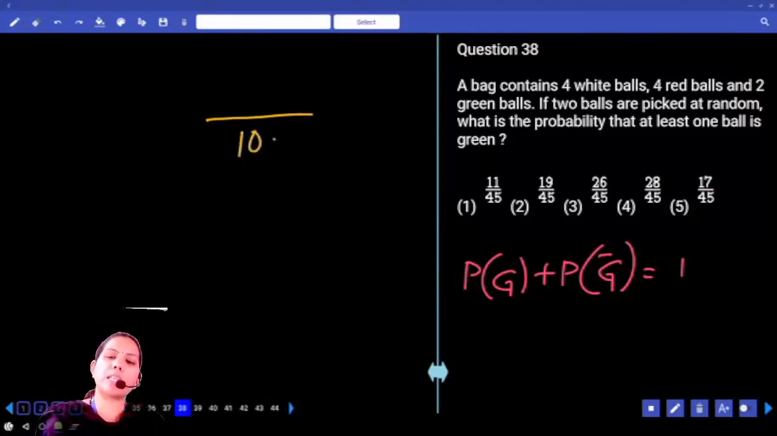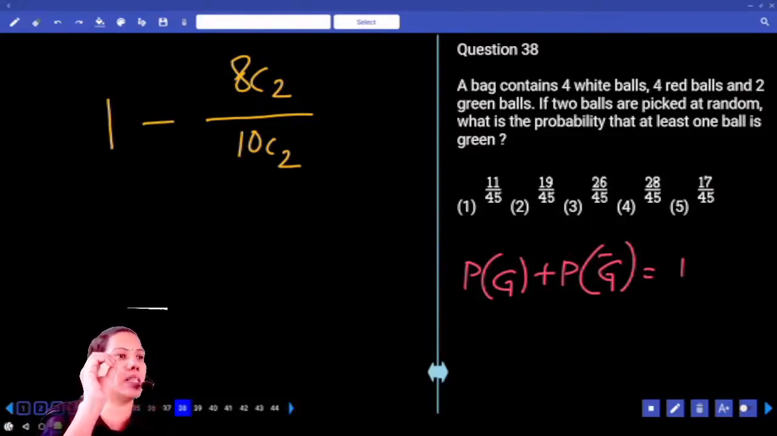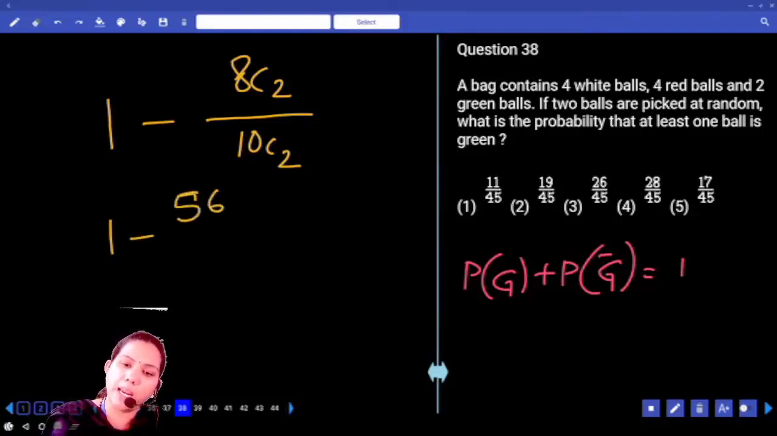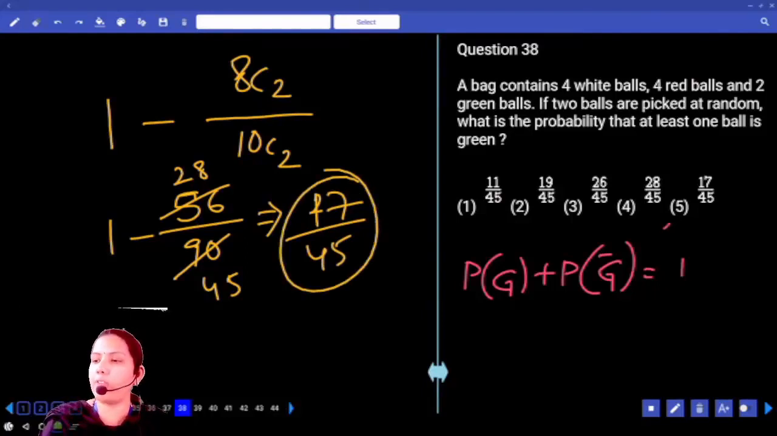Out of 10 we select 2, that is 10C2. The denominator value is the total number of events. The question is the probability of at least 1 green. Your assumption is none is green. How many green balls are there? 2 green. Total 10, out of 10, 2 green. Then what are the remaining balls? Out of the remaining 8 we select 2. 8C2 by 10C2. 1 is the total probability. 1 minus none green. None is green means anyone is green, at least 1 is green. So 1 minus 8 sevens are 56 by 90. So 4 table or 2 table cancellation, 2 28s and 2 45s. So the answer is 17 by 45, 5th option.